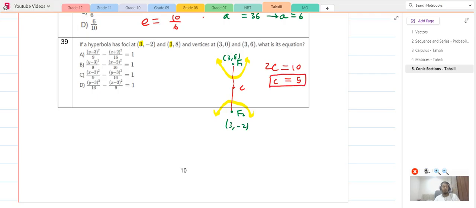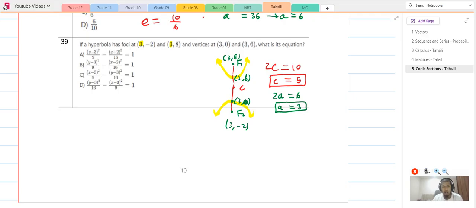Okay, we know the value for c. Then the vertices: one vertex is (3, 0) and the next vertex is (3, 6), so (3, 6) should be up and (3, 0) should be down here. From 0 to 6, 2a is equal to 6, so a is equal to 3. So that's going to be the value under the y.